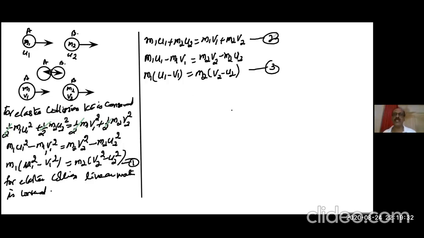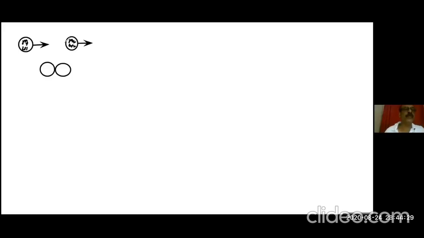This equation, we need two equations, we need a substitution again. Now dividing 1 by 2. When you are dividing, m1 cancels. Then u1 squared minus v1 squared divided by u1 minus v1 is equal to v2 squared minus u2 squared divided by v2 minus u2.